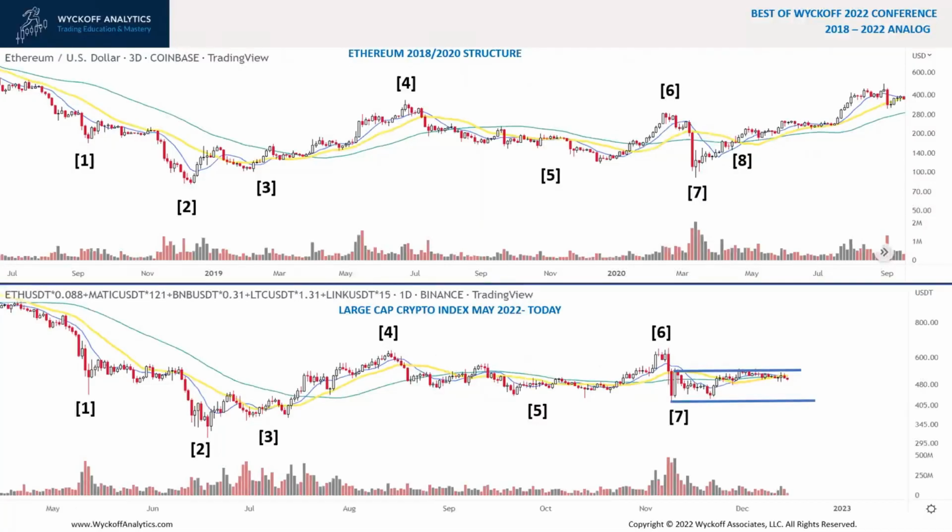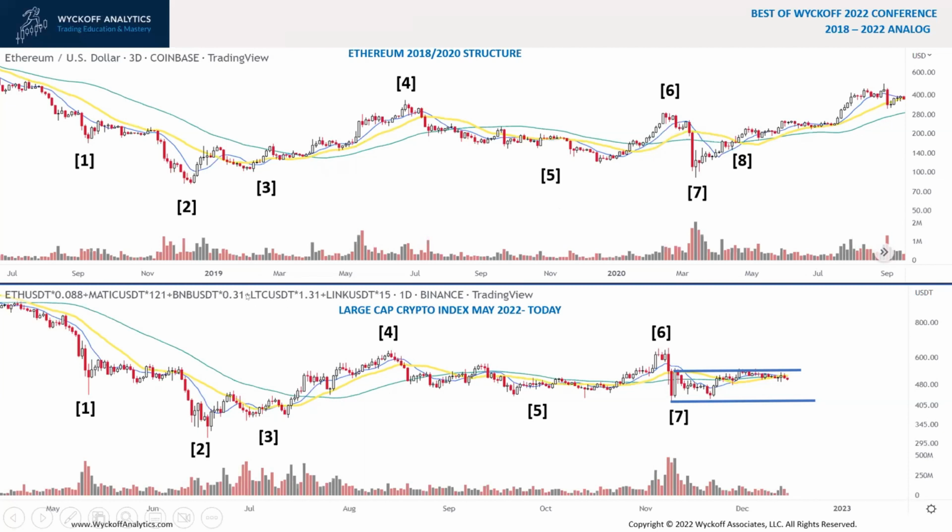We love the use of market analogs. We truly believe that the analysis of historical charts can help us develop a better understanding of the current markets. So here we see a compelling analog between 2018 and 2022. We have this rounding bottom structure of Ethereum and today's structure on the large cap index.